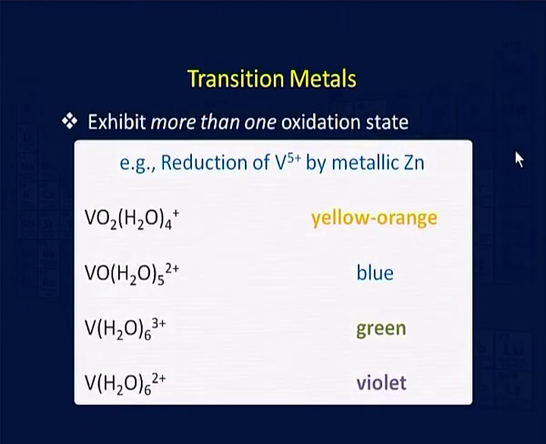Now, with the change in the oxidation state, how does the color change? We have already learned this when we saw the variable oxidation states, but to repeat it, let us see the different complexes having different oxidation states of vanadium ion, and thereby we can see a different color.